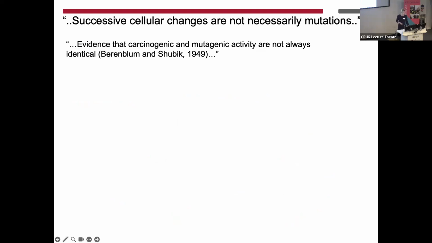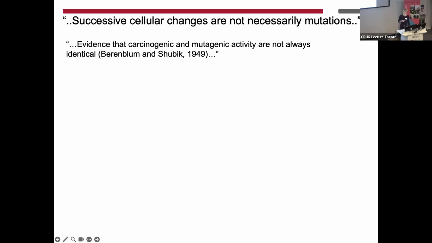So the final thing that really caught my eye was the statement in the BJC paper that successive cellular changes are not necessarily mutations. So we had a conference earlier this year at the CRIC called Revisiting Berenblum. And Armitage and Doll go on to write in the paper that the evidence exists that carcinogenic and mutagenic activity are not always identical.